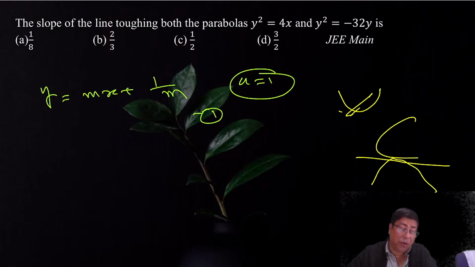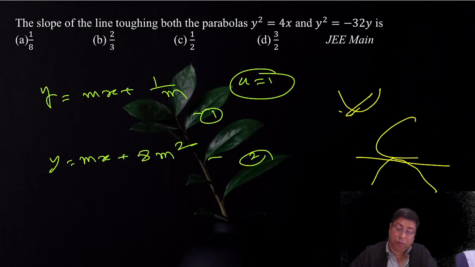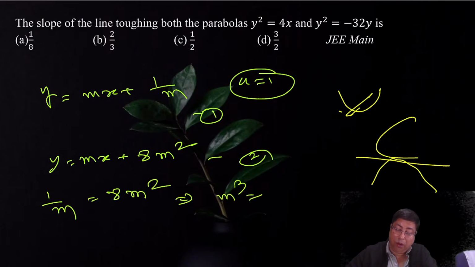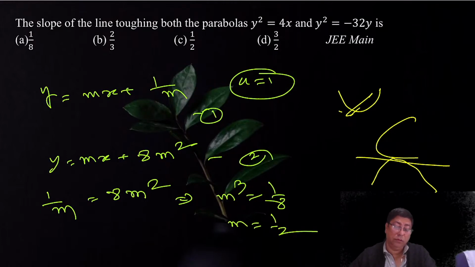So we can write the equation of the tangent to parabola 2 as y = mx + 8m². Okay, number 2. And they are identical. So we can write 1/m = 8/m². So m³ = 1/8, m = 1/2. So it is option number what? C. m = 1/2. Next.